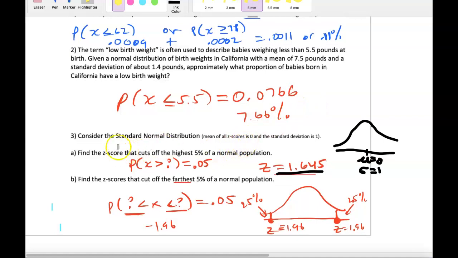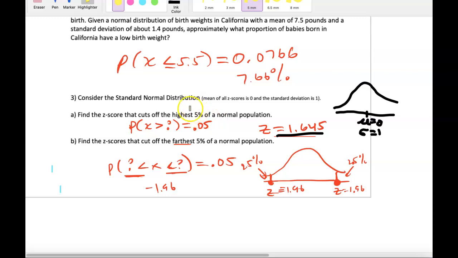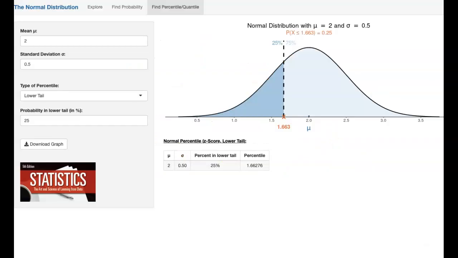Now, when we're thinking of the third one, the z-scores, standard normal probability distribution, right? Find the z-score, so that just means mean 0, standard deviation 1, when we talk about the standard normal distribution, at the cutoff score of the highest 5%. So we're really looking for, in this case, the 95th percentile. The probability that x is greater than what value gives you 0.05. So we're really looking for the 95th percentile.